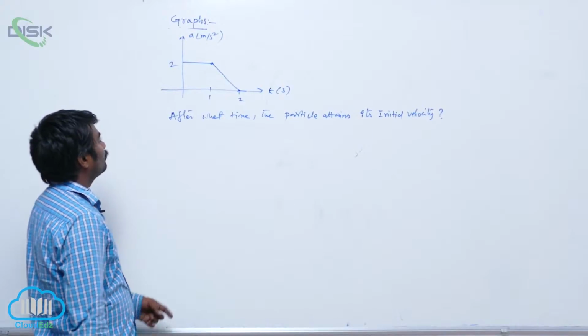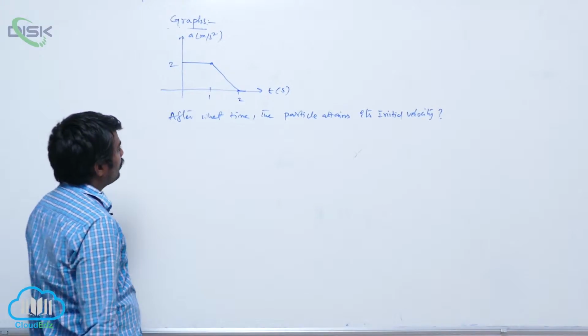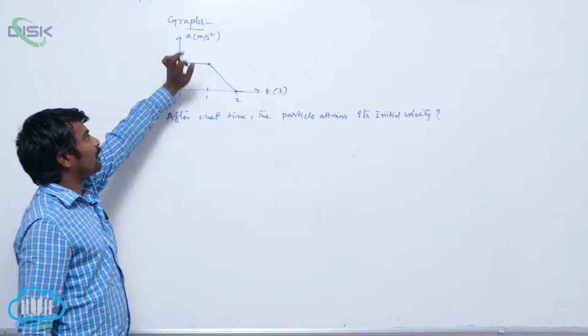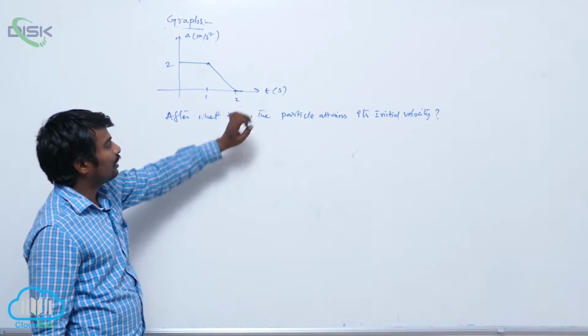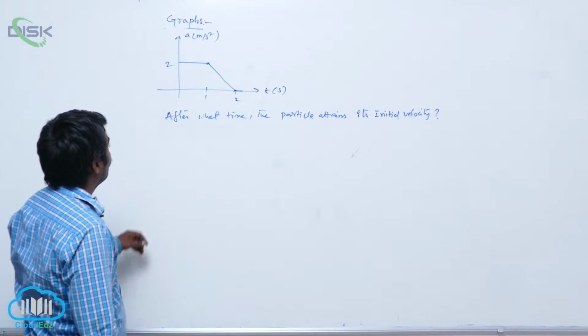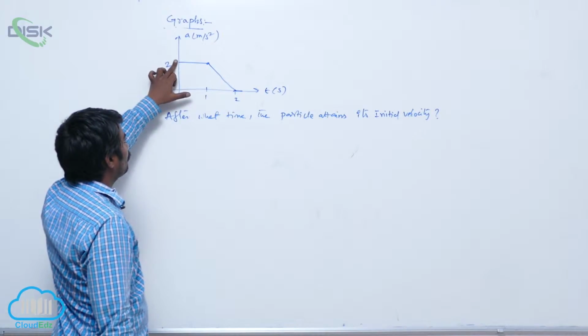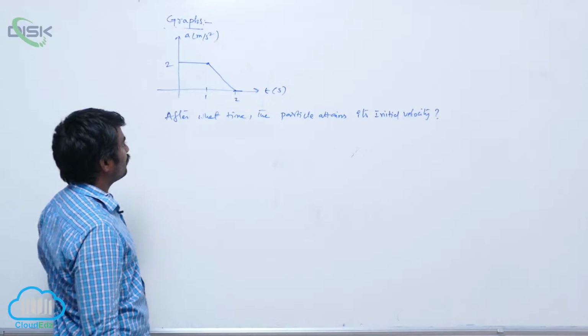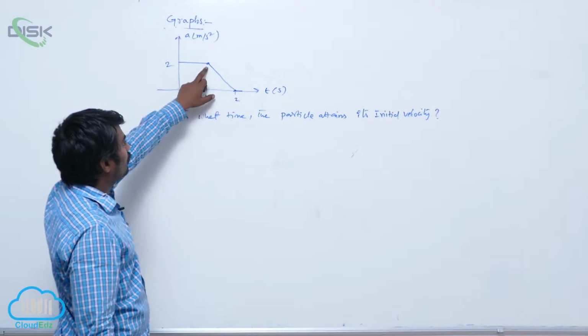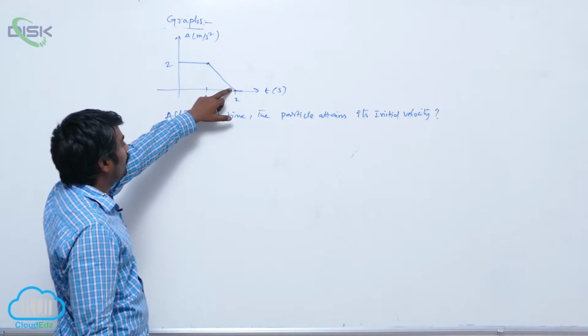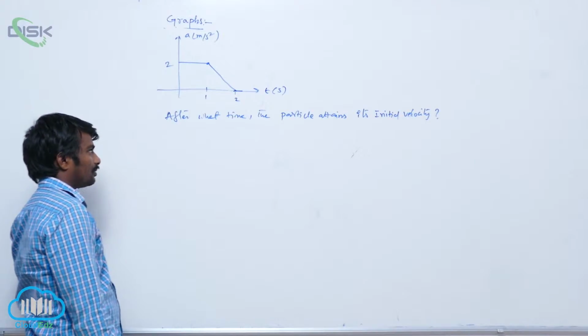Now one more problem. Acceleration time graph is given. It is in meter per second square. It is in seconds. When t equal to 0, its acceleration is 2 meter per second square and it is constant up to 1 second. And after that, it is positive only, but its magnitude gradually decreases.